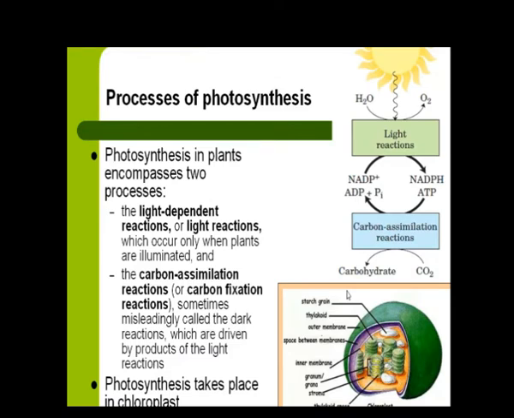The light-dependent reactions occur only when the plants are illuminated. Carbon assimilation or carbon fixation reactions, sometimes misleadingly called the dark reactions, are driven by products of the light reactions. Photosynthesis takes place in the chloroplast. This is nothing but the same thing which is shown: NADPH plus H plus is generated and ATP is generated, which is then used in the dark reaction.